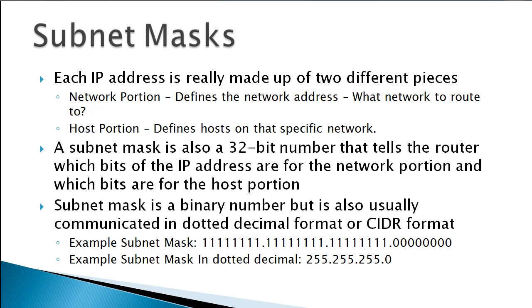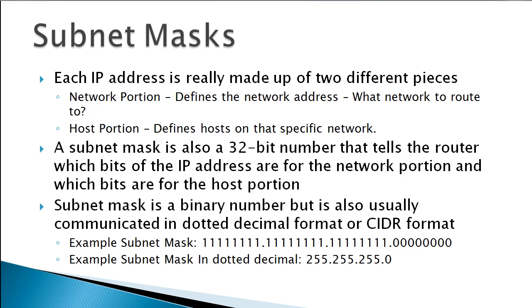So a subnet mask is a way for the router to understand which part of the 32 bits is for the host and which part of the 32 bits is for the network. And that's what a subnet mask does for us.